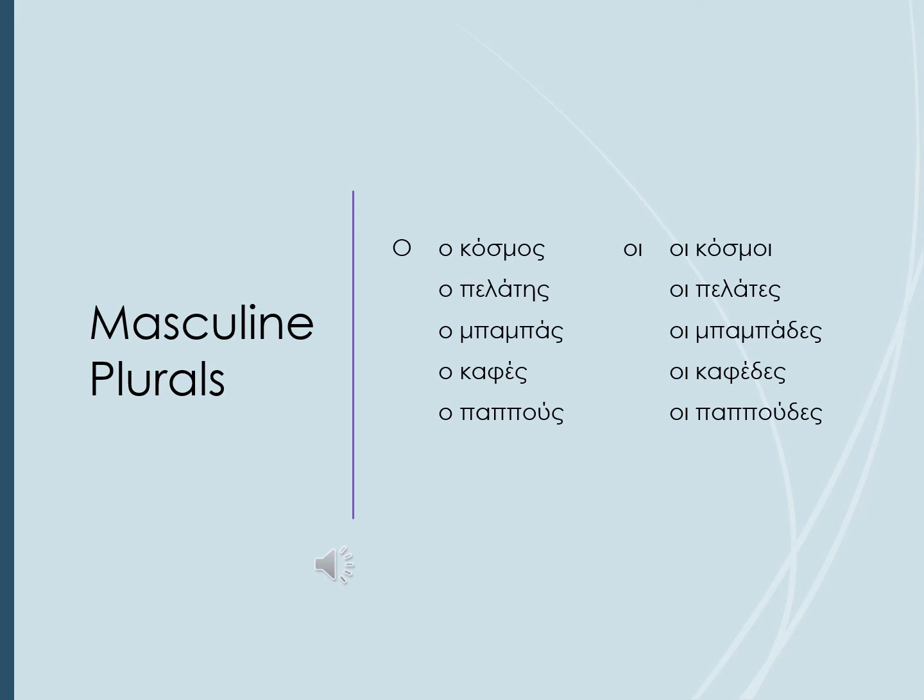Now we need to look at the endings of these masculine nouns. So os, if we have the word o gosmos, we'll change it for the plural to i gosmi. But such as if I had the word o skufos, what would the plural be? I skufi. Or o pelatis would change to i pelates. Or o babas changes to i babades. Or o cafés, i cafedes. And o papus, i papudes.